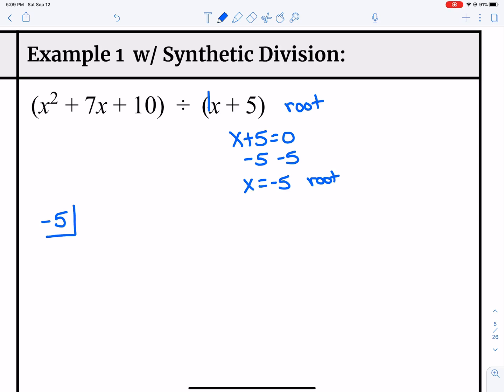The next step with synthetic division is to take the coefficients of your polynomial and make sure that they're in standard form first. And usually they are, but just be sure. That means it's from the highest exponent down to the lowest exponent. So x squared plus 7x plus 10 is in standard form. I can bring down 1, 7, and 10. Then draw a line, but leave room for another row of numbers.